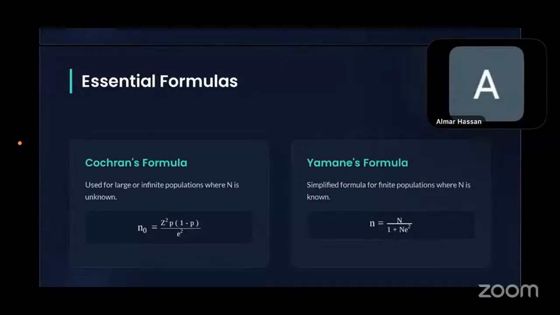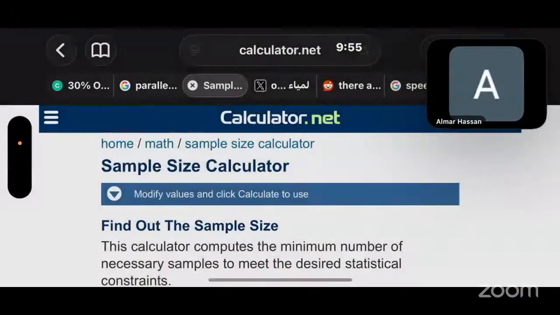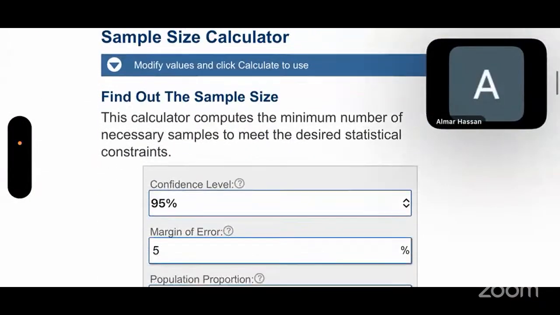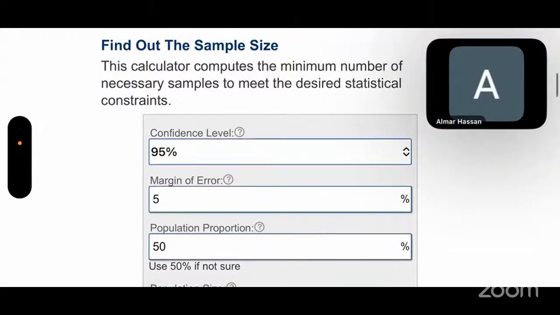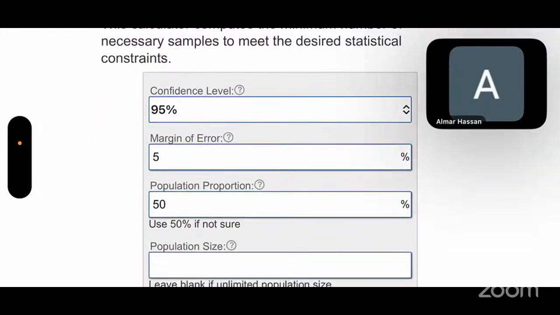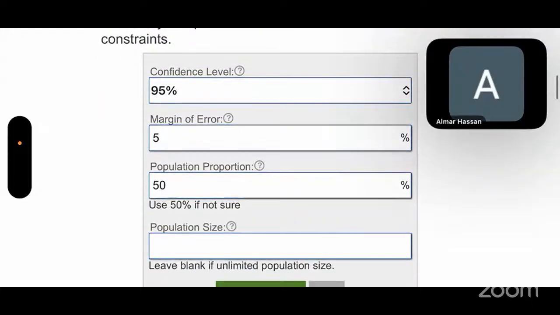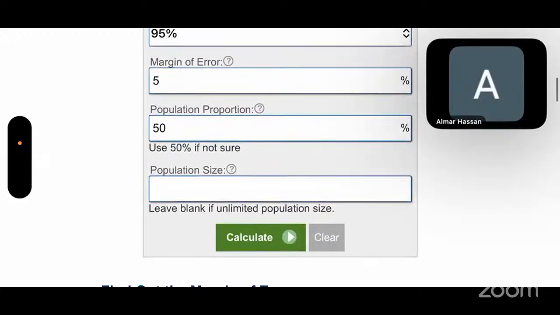So let's take an example. Actually, I can give you guys a calculator. Nowadays there's a calculator to calculate the sample size for you. Say that you want to make a research, and you want the sample size to have a 95% level of confidence with a 5% margin of error. For the population proportion, if we're not sure about it, we usually put 50%. These are going to be available in the calculator. And the population size, we can leave this blank.